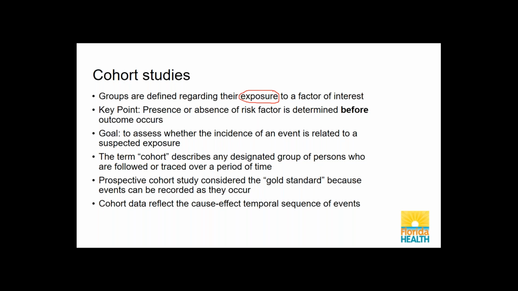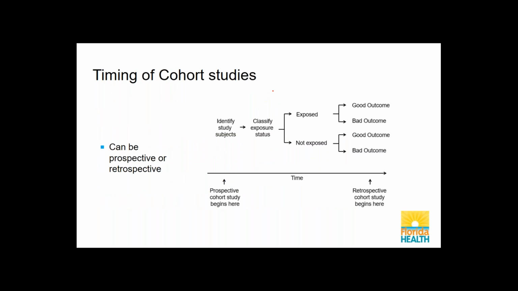So here we have a timing of cohort studies, or an example. It can either be prospective or retrospective, but you can see that you're always going to start with whether they were exposed or not exposed. And so you're basically going to be classifying your exposed group or your not exposed group into a good outcome or a bad outcome. And in a retrospective cohort study, if we start over here at this end, you're going to move that way. And with a prospective cohort study, you're moving this way.